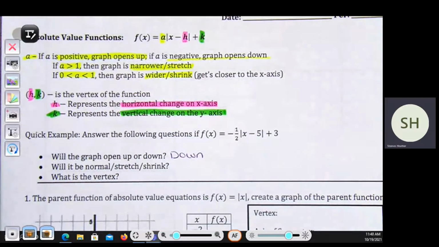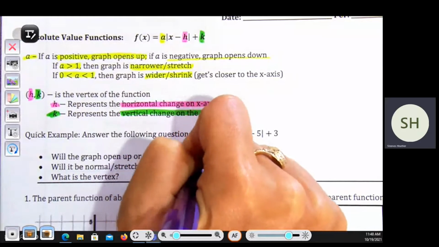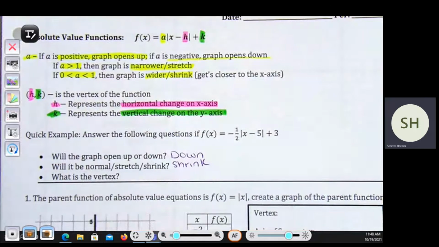Will it be normal? Will it shrink or will it stretch? Stretch means it's multiplying by a whole number, like 3, 4, 5. Stretch means skinny. Shrink is getting closer to the x-axis, so it's getting fatter. So this is getting shrunk. Normal is when a is equal to 1 and there's no number out front. That's going to be happily just in the middle, not skinny, not fat, just chilling.